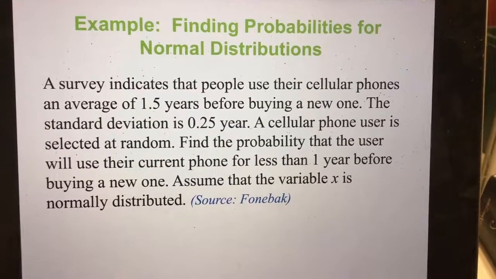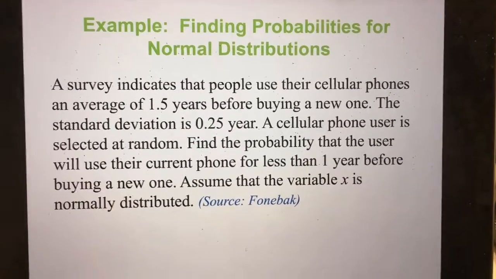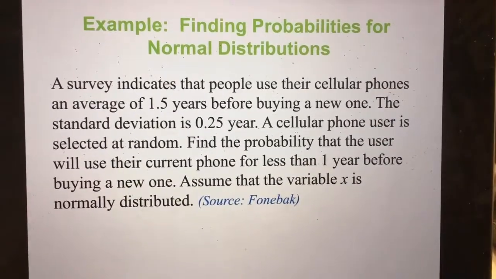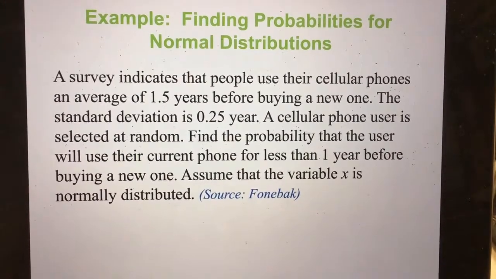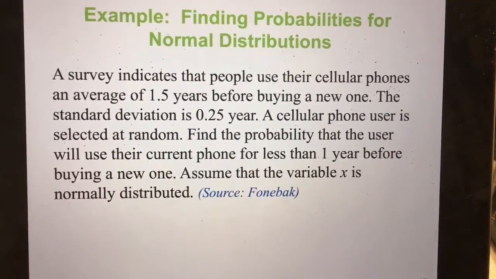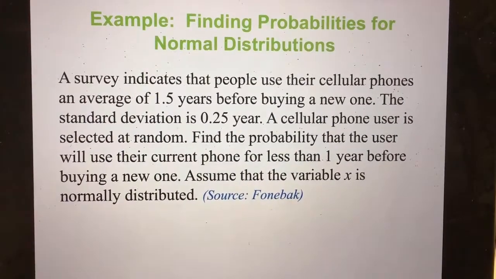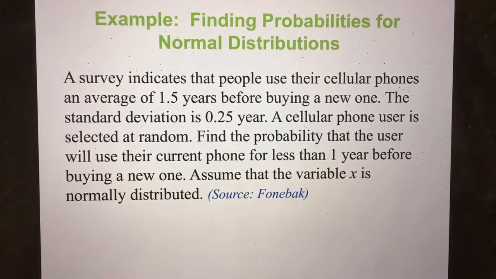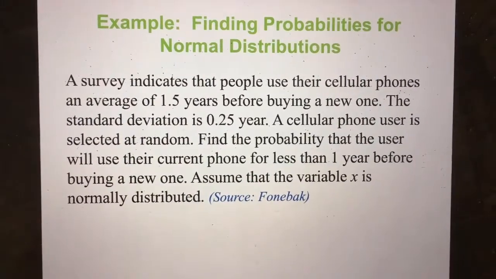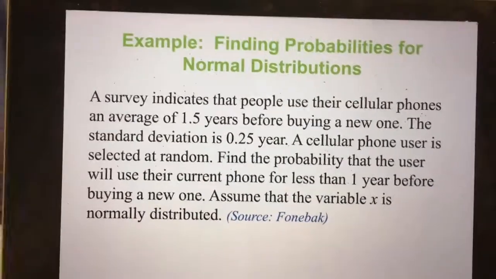All right, so on this one, we are finding probabilities for normal distributions. A survey indicates that people use their cellular phones an average of 1.5 years before buying a new one. The standard deviation is 0.25 of a year. A cellular phone user is selected at random. Find the probability that the user will use their current phone for less than 1 year before buying a new one. Assume that the variable x is normally distributed.